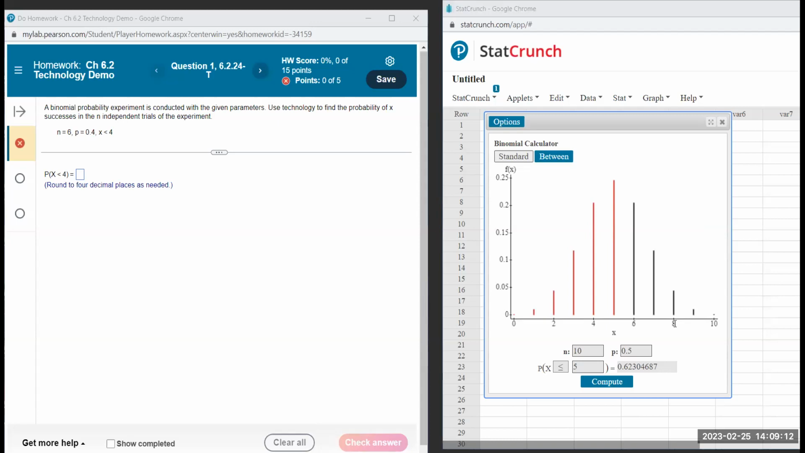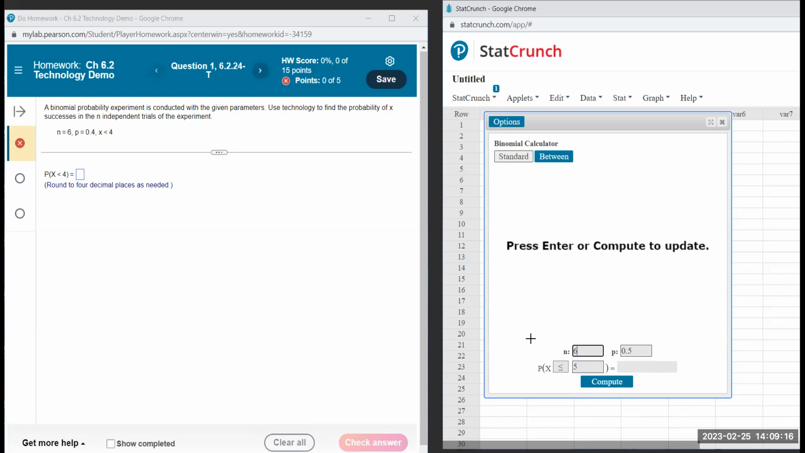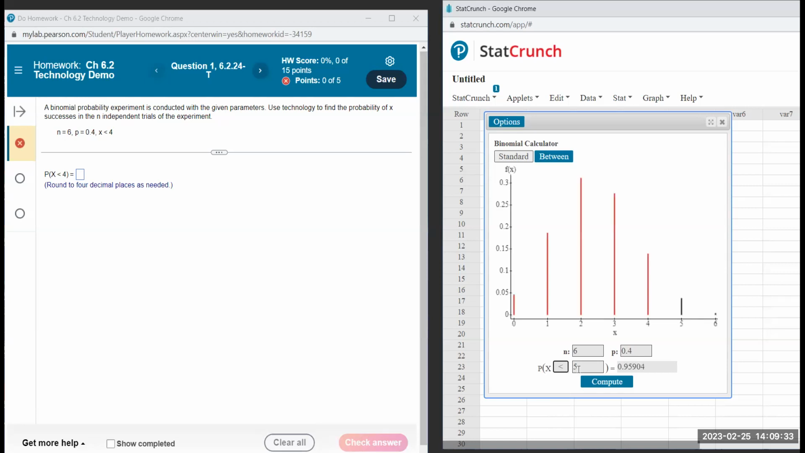Okay, so N is for the number of samples. In this case, we're doing 6 days of rain, let's say. And then P is for the probability or the chance of that occurring, which in my problem is 0.4. You enter your values. And then what are the odds that it's less than 4? So strictly less, not equal to, and then I'm going to put 4.